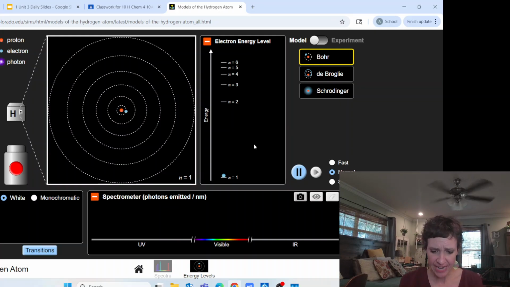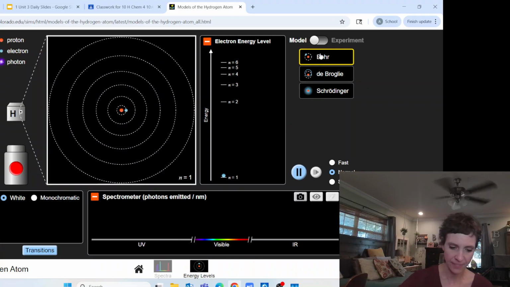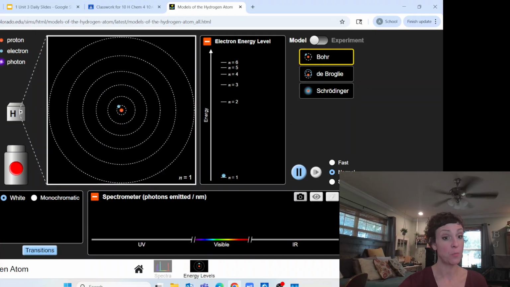So after I get everything ready to go, let's see, what does it say? We are going to make sure the Bohr model is selected. It is selected. We feel good about that. And then we're going to come down here and make sure the white light version is selected. We have done that. And once we have done that, we are going to click on the red button on the light source to turn it on.